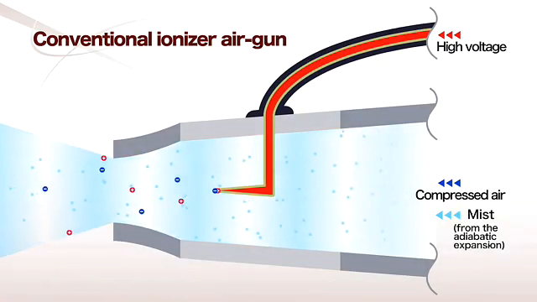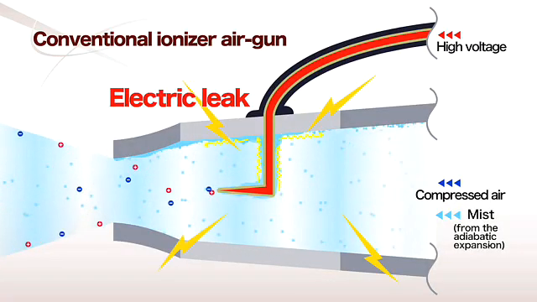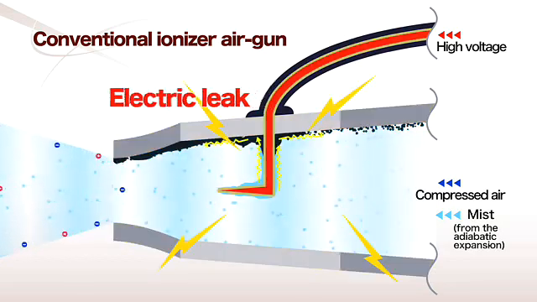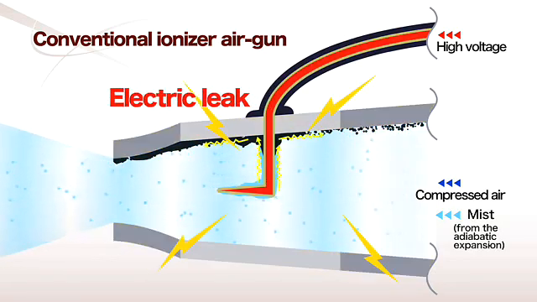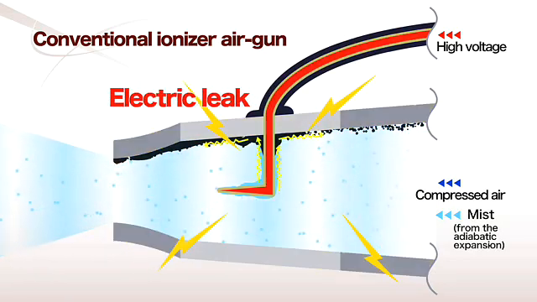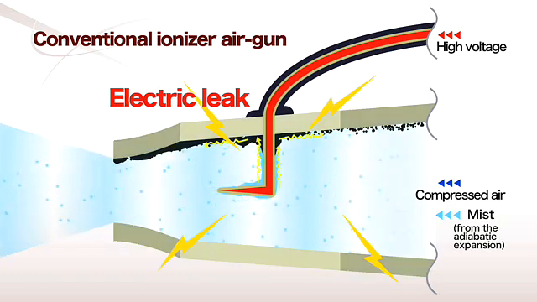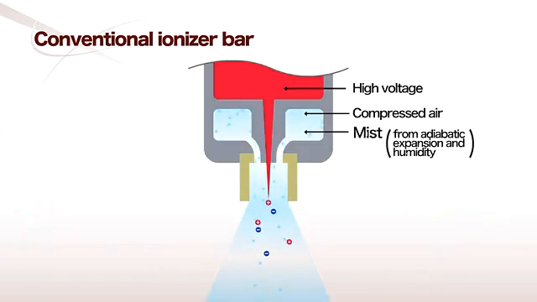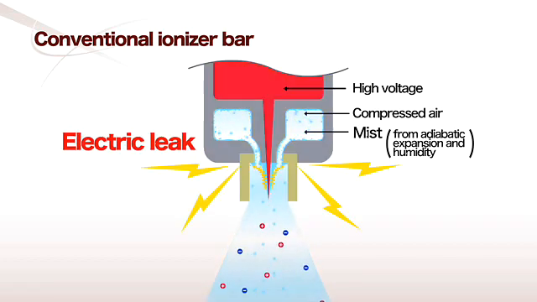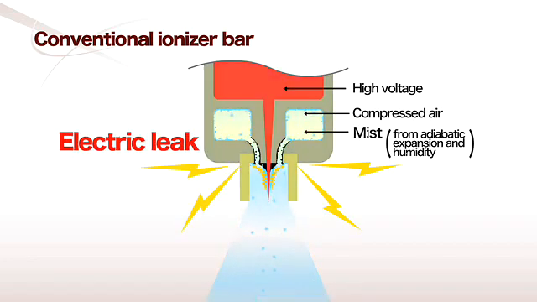Ordinary systems tend to break down a lot since they use high voltage along with compressed air that causes moisture and electrical leakage due to adiabatic expansion. The same thing happens on ordinary bar-type ionizers. So instead of ionizing the static charges, these actually generate problem-causing dust particles.